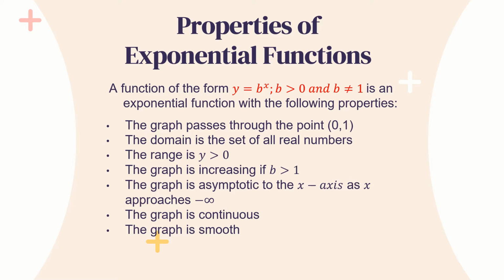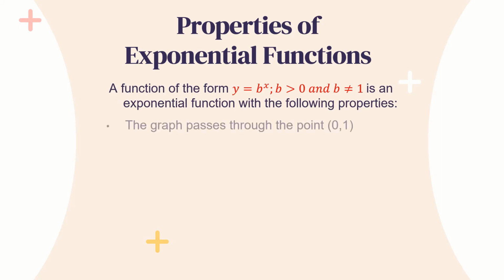So if our base is greater than 1, that means to say that our graph is increasing. So 2, 3, up until positive infinity, our graph is increasing in the motion or the behavior. And then the asymptote is on the x-axis and it is approaching negative infinity. The second one is the same as the other one, that it passes through 0 and 1.